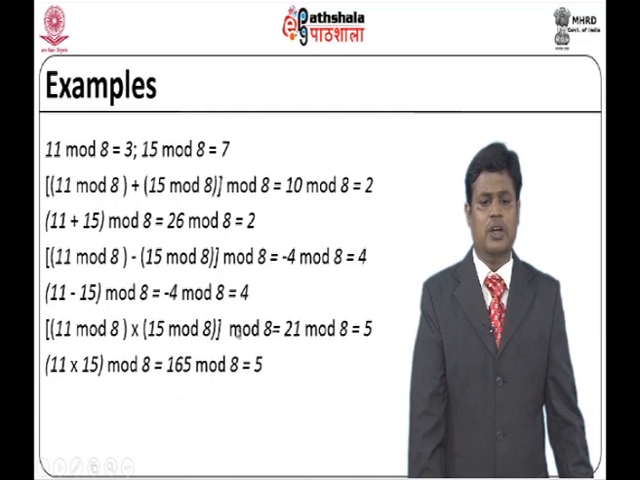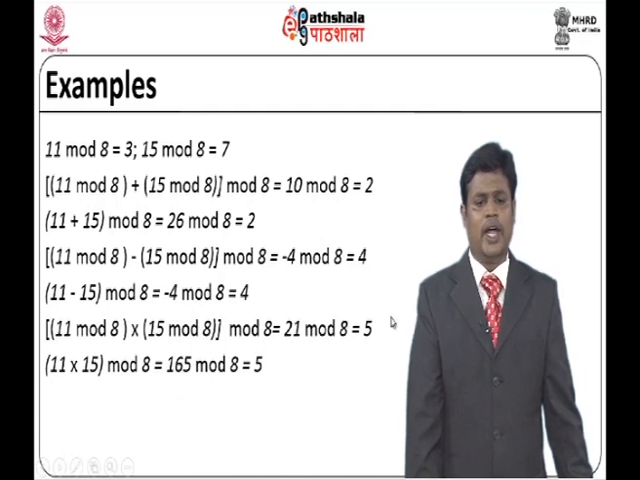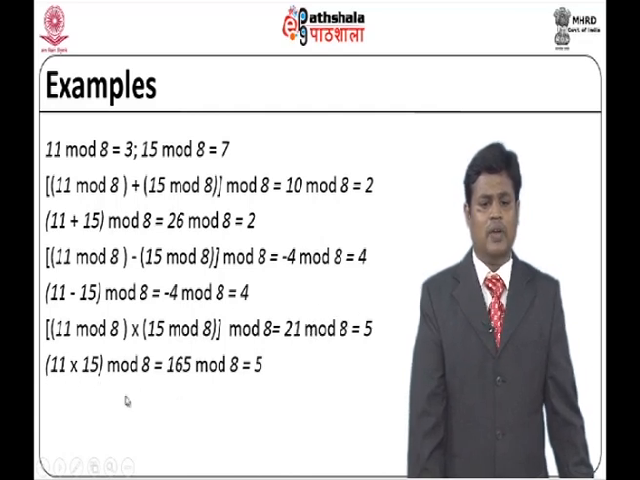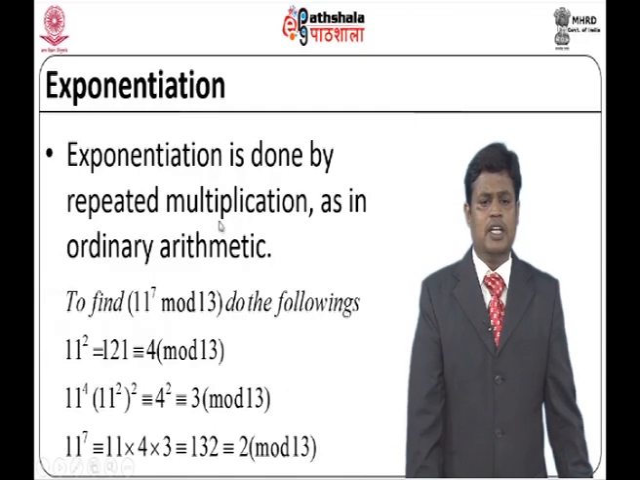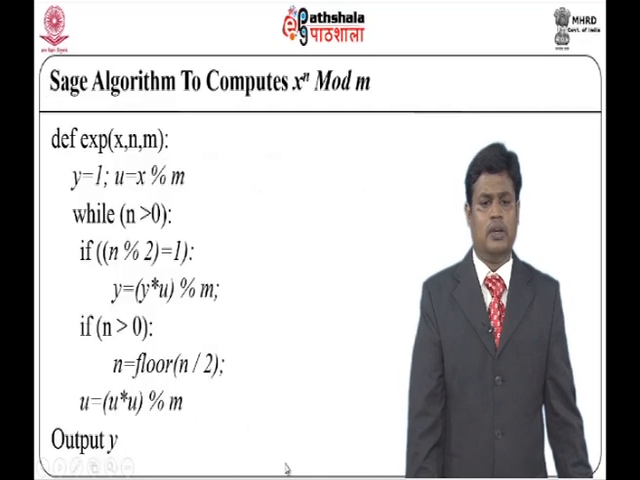And multiplication, 3 into 7 is 21, 21 mod 8 is 5, and we can verify that 11 into 15 also gives the same answer. Exponentiation is done by repeated multiplication as in ordinary arithmetic. So to find 11 power 7 mod 13, do the following. We take squaring and we are able to get the answer. So 11 power 7 mod 13 is 2 mod 13.